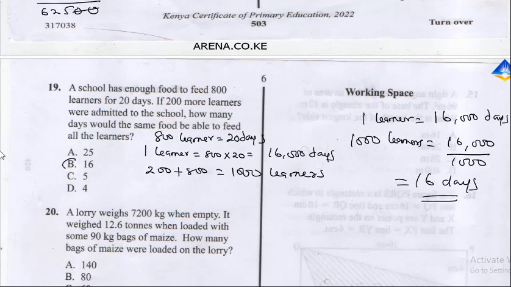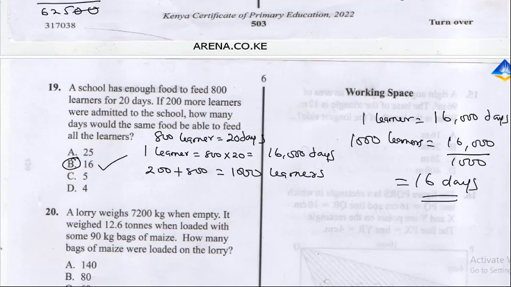Now look at this. 800 people were fed for 20 days. Now when you increase the number, you should expect the number of days to decrease. So that is how you know your answer is correct. So the correct answer is B.